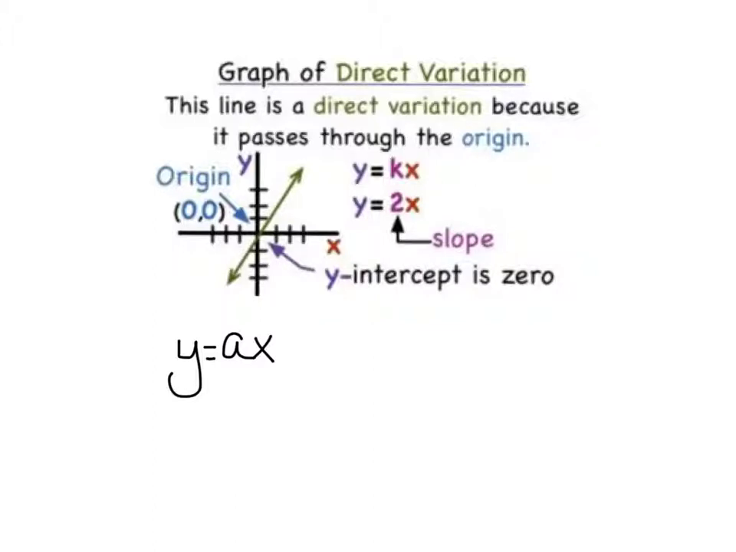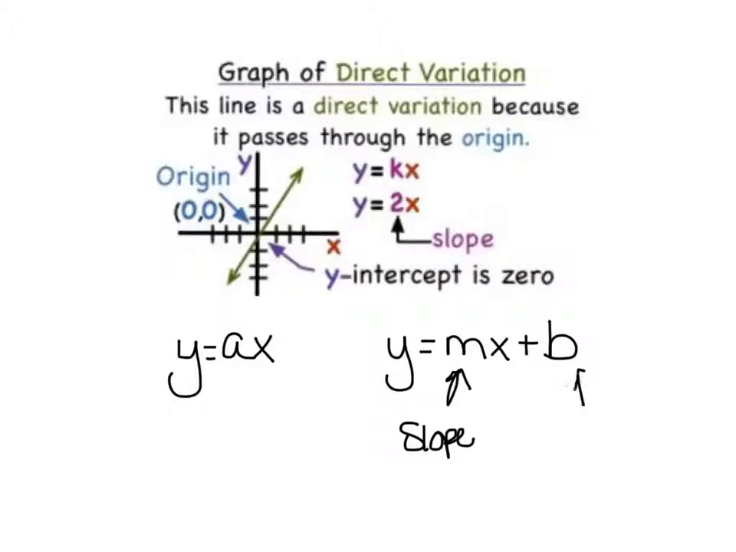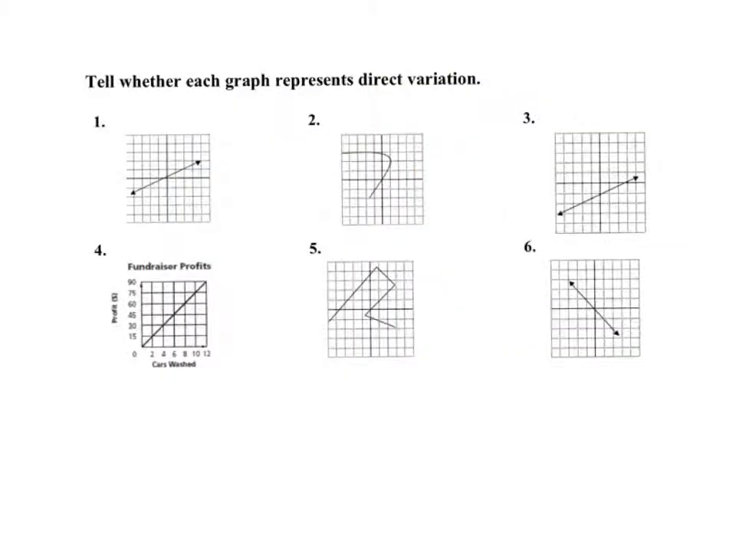So let's figure out where we get this equation. If we have the equation y is equal to mx plus b in slope-intercept form, remember the m represents the slope, and the b is the y-intercept. So basically, the direct variation equation is this part of it, because b is actually going to be equal to 0 because it's going through the origin.